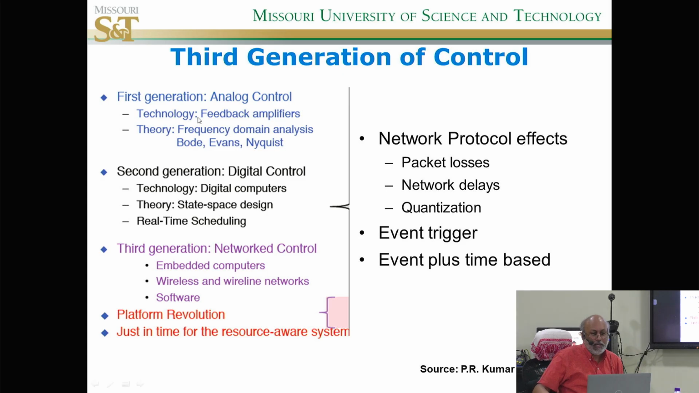Okay. So if you look at control, if you are a control person, you see that the first level of control is basically analog control. Then the second generation of control in 1980s is called digital control. And then now we have some network protocols, networks being inserted in the control loop. That's why we call that network control systems.